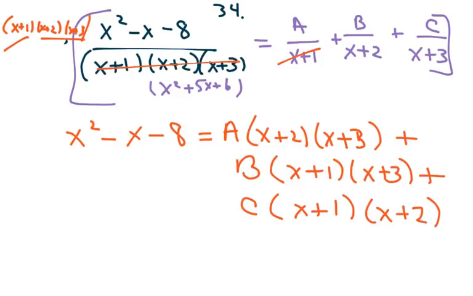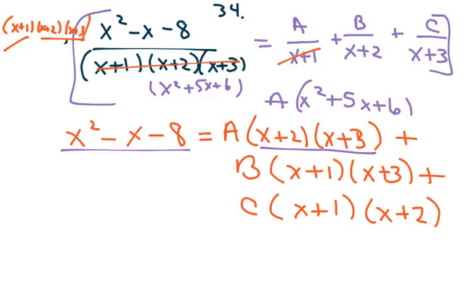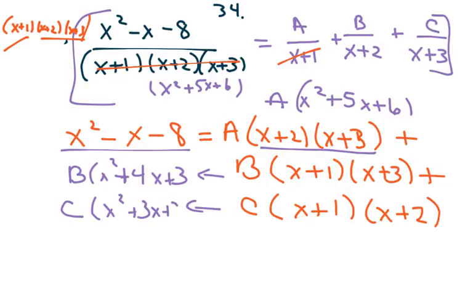Okay, now on this part here, what I'm going to do is go ahead and FOIL this out. So we're going to say this is a times x squared plus 5x plus 6. This one is b times x squared plus 4x plus 3. And this one's going to be c times x squared plus 3x plus 2.